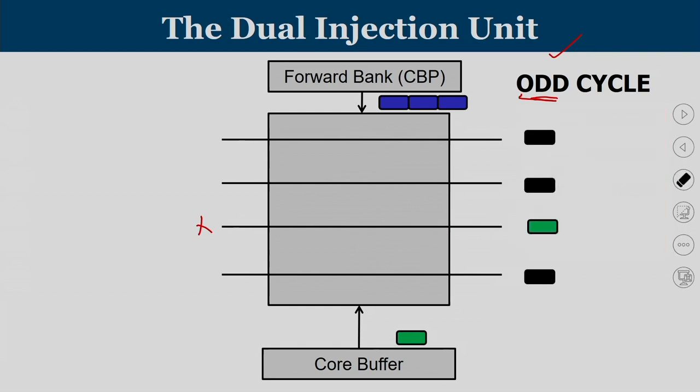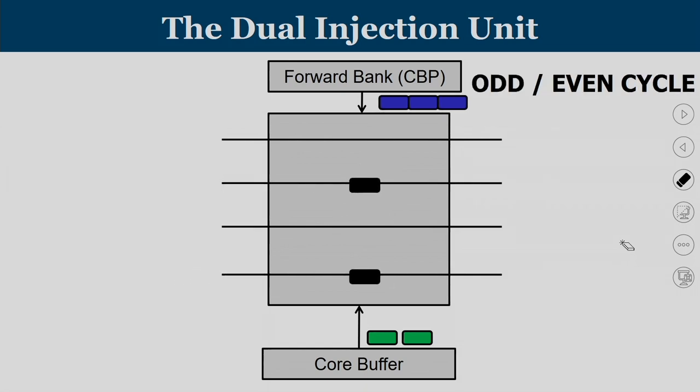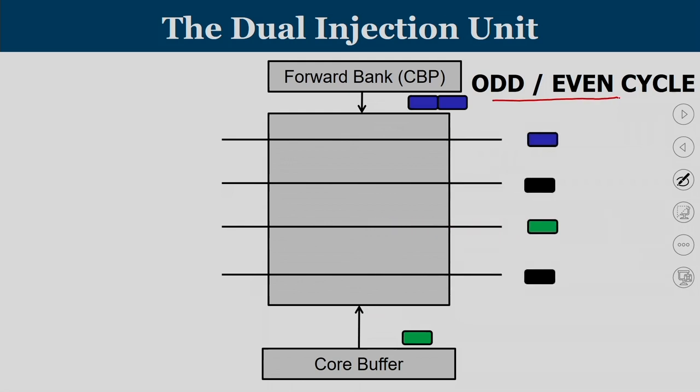Now we will see what happens in an even cycle. If it is an even cycle, then the flit from the central buffer pool, that is the blue flit, will occupy the vacancy. So the blue flit will enter and then pass. Now if there are two vacancies, whether it is an odd cycle or an even cycle, then I can inject from both circuits. That is how it is going to work. So this is called the principle of the dual injection unit.